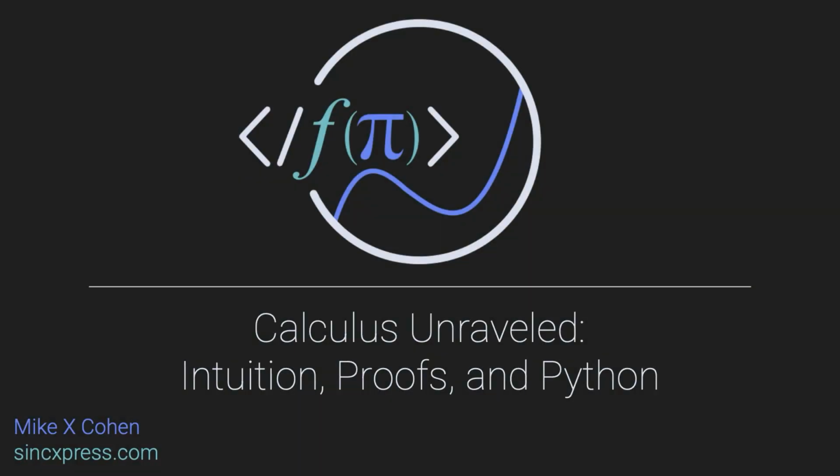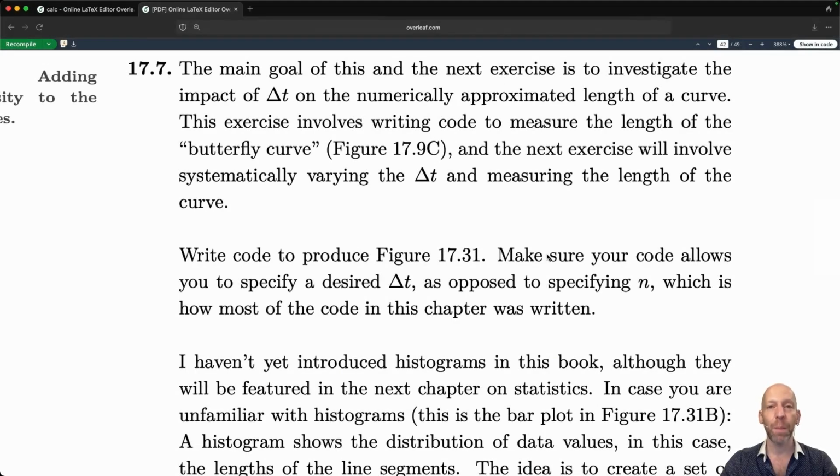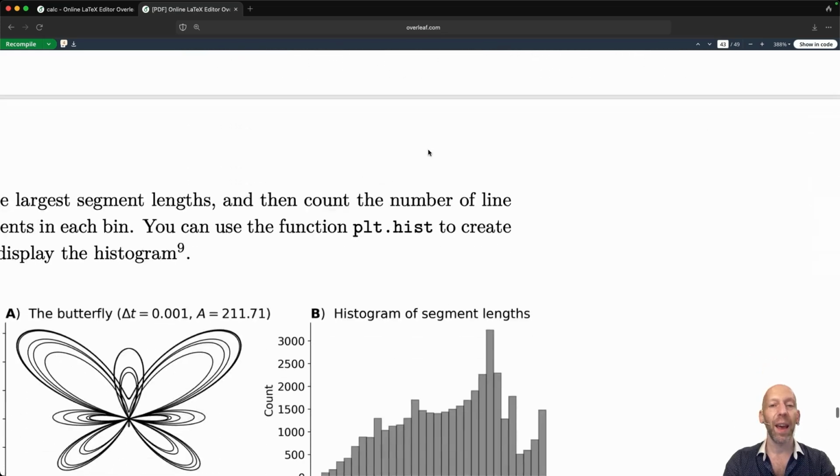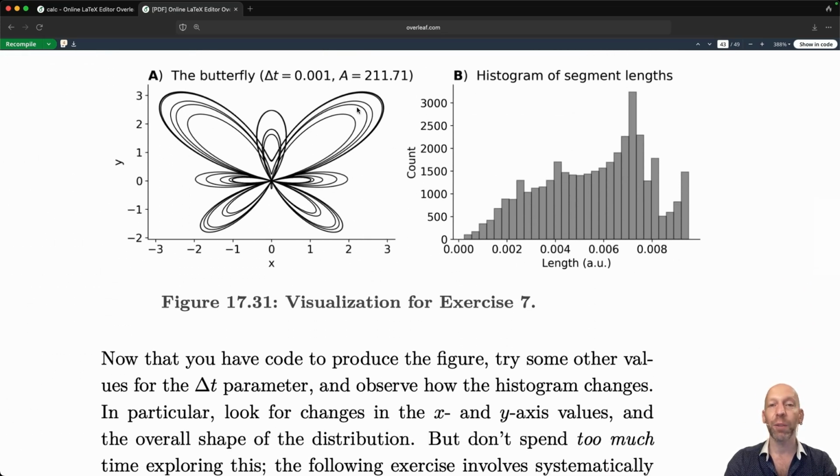Now that we have created some parametric curves based on parametric functions, the goal of this exercise, exercise 7, and also the next exercise, is to explore the impact of the resolution of the t variable on the estimated lengths of these functions. So in particular, what you are going to do is use the numerical approximation of curve length that I introduced earlier in this chapter to calculate the length of the butterfly curve. That was the one you created in figure 9C from the previous exercise. That looks like this. So here you see the butterfly parametric curve. So you already have the functions to create this curve from the previous exercise.